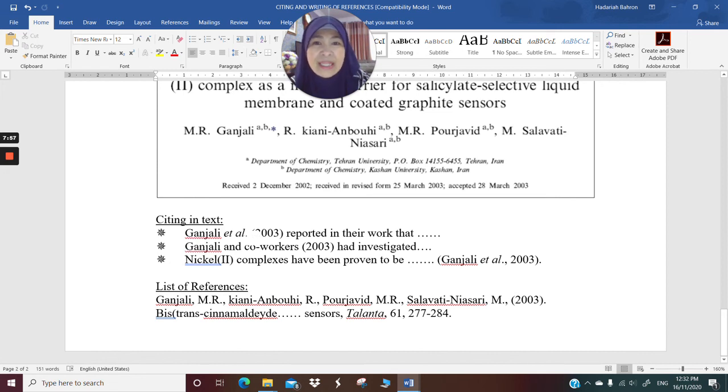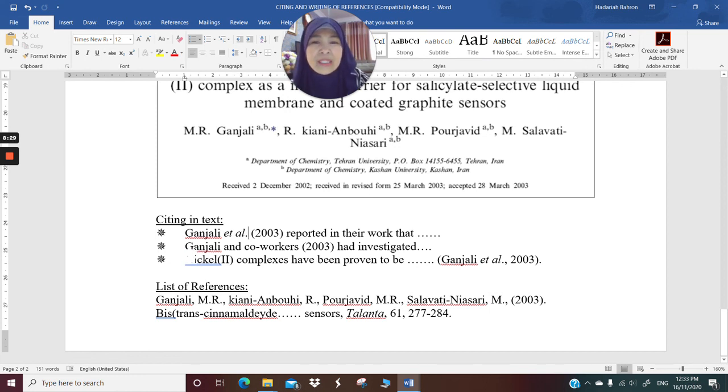Et al. means 'and friends' in Latin. That's why it is written in italic, because we are writing this report in English, but there is a Latin word, so we put it in italic to indicate that it is not English. Al dot. Remember, because it's an abbreviation of a longer word, we put a dot and put the bracket 2003. So Ganjali et al. reported in their work that blah, blah, blah, 2003.